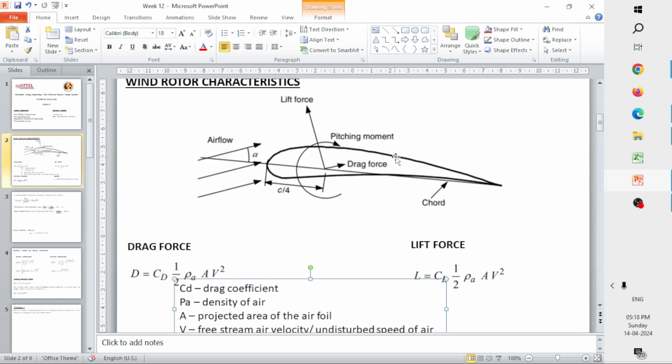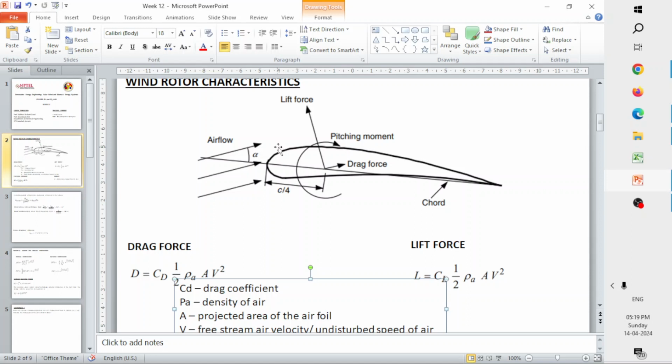The drag force is a force that acts in a direction parallel to your airflow. The one that acts perpendicular to your airflow is the lift force. I hope you are able to see the PPT. The airflow is along the direction making an angle alpha with the chord. So this is the direction of airflow, and the lift force is perpendicular to it. The force component that acts perpendicular to your airflow is called the lift force.